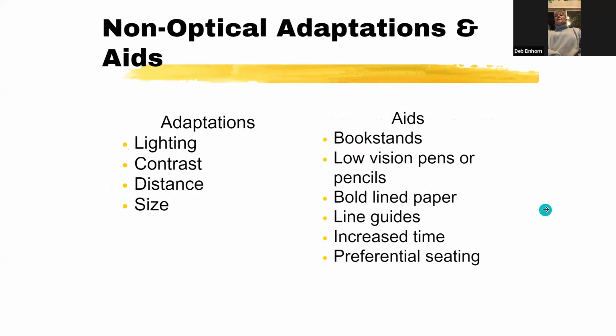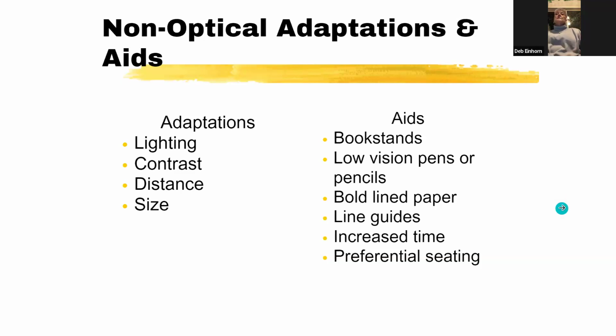Other things they might need are non-optical adaptations, like brighter lighting or more contrast between their materials, like light print on a dark background or dark print on a light background. They might need accommodations for distance. They might need to be in the front row of the classroom, closer to the chalkboard. They might need adaptations in size of print. They might need aids like book stands, low vision pens or pencils.